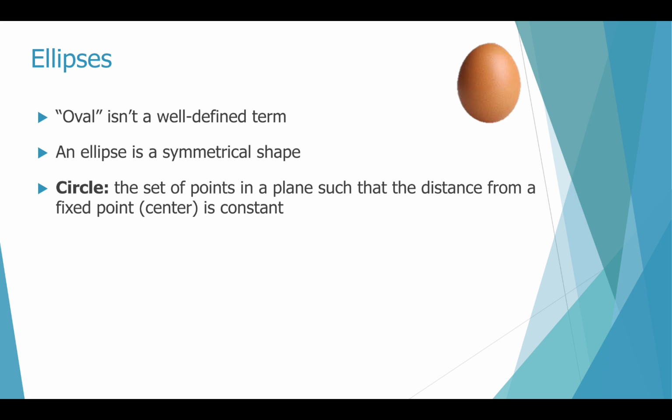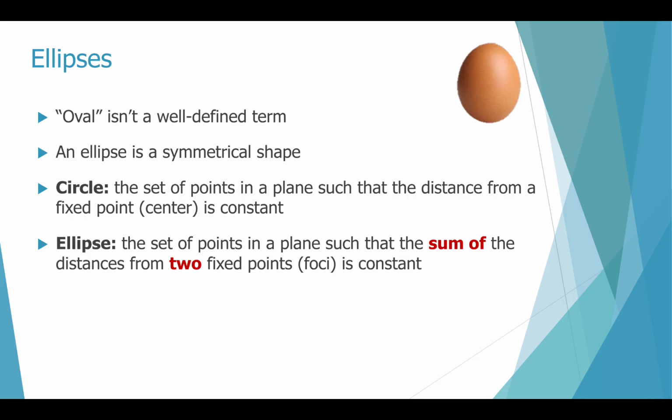So circle, the set of points in a plane such that the distance from a fixed point, usually we say is the center, is constant. So equidistant from the center is a circle, right? The circle is not a disk. It is everything outside at the edge, right? It's that edge, like a ring.